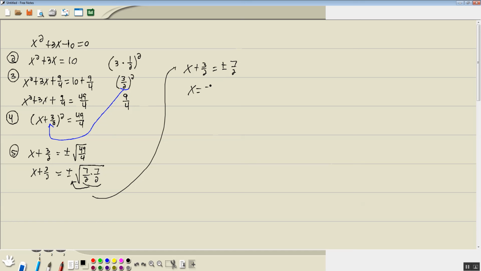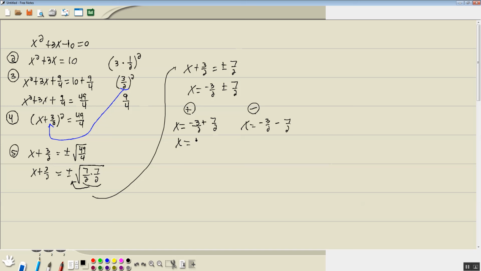I'll take 3 halves over, that becomes a negative 3 halves. And we split this up. What that plus or minus means is we're going to have negative 3 halves plus 7 halves, and we'll also have negative 3 halves minus 7 halves.